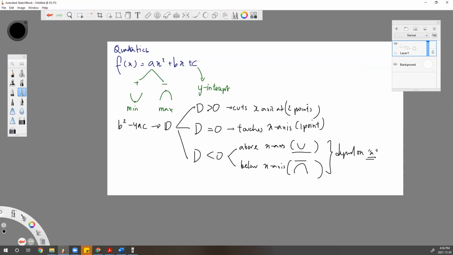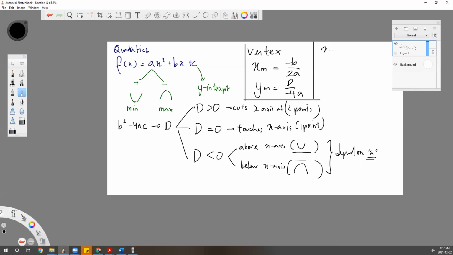Okay, and then vertex. Vertex formula. What is vertex? The maximum or minimum point. Okay, vertex can be written as xm. You might use xp, but I use xm. Negative b over 2a, and ym equals d over negative 4a. Okay, that's how you do the vertex.